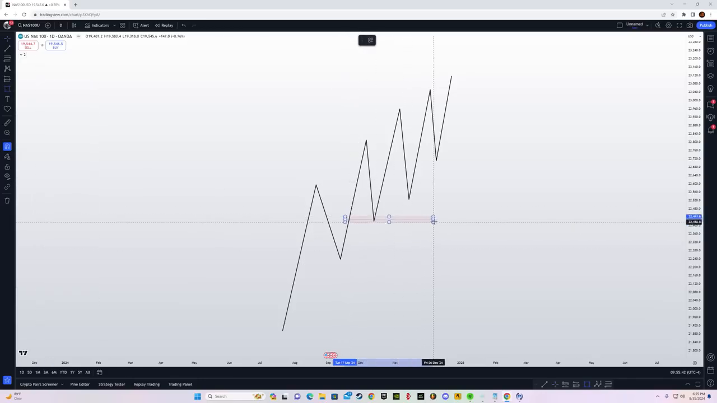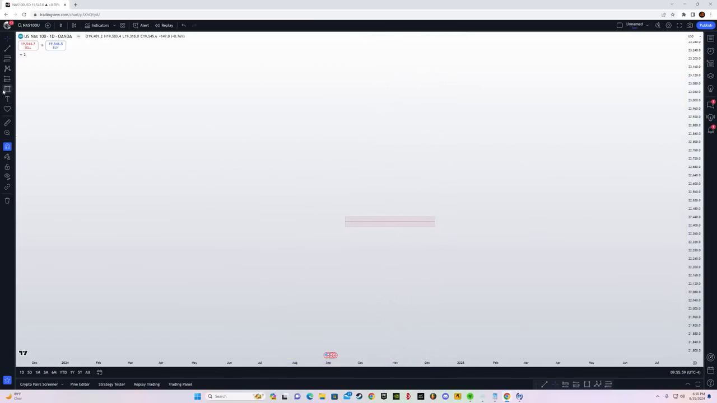And to do so, we simply use SMT that would look like this. So for example, on NAS 100, if price tapped into the daily IRL, but on S&P 500, price failed to tap into the fair value gap, then that is SMT. Or it would look something like this as well on the daily time frame. So we have something like that. Price comes back into the fair value gap, right?